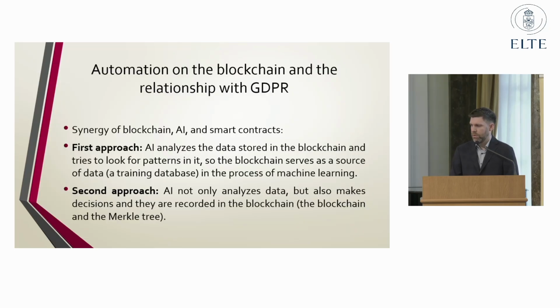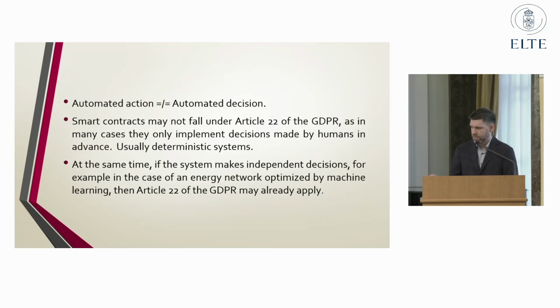Automation on the blockchain and the relationship with the GDPR. So, as I already mentioned about the synergy of blockchain, AI, and smart contracts, I have 2 approaches here. The first one is when AI analyzes data stored in the blockchain and tries to look for patterns in it. So the blockchain serves as a source of data, a training database in the process of machine learning. And the second approach is that AI not only analyzes data, but also makes decisions, and they are recorded in the blockchain. So basically in the block history and the Merkle tree.